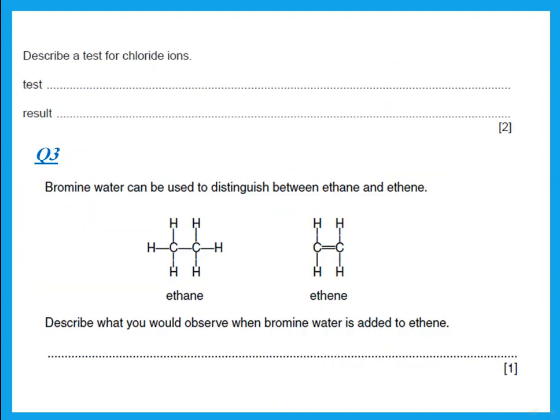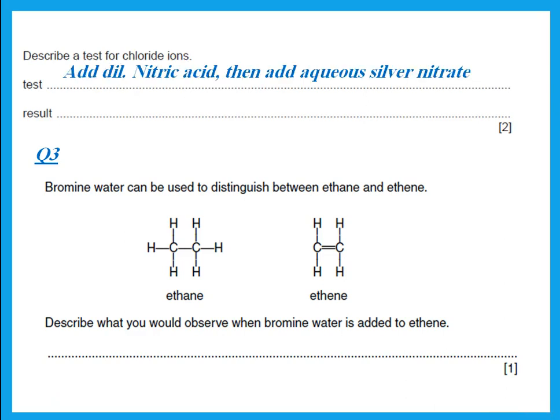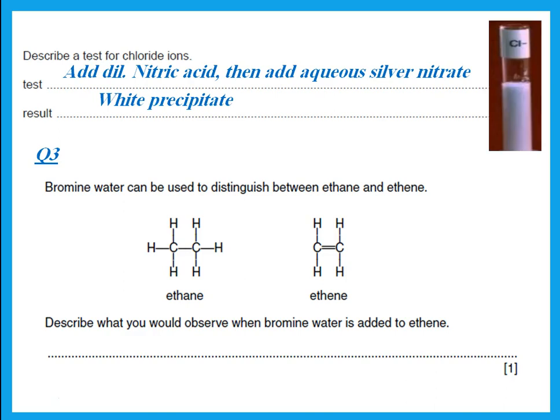Okay, here he's saying describe a test for chloride ions. Again, what was the test for chloride ions? Dilute nitric acid and silver nitrate or lead nitrate, we said. With chloride, what should I get? I should get a white precipitate.